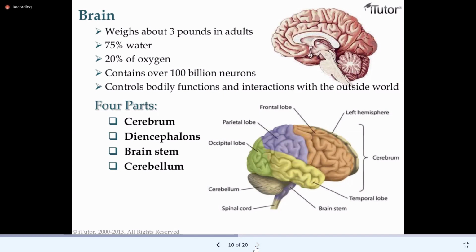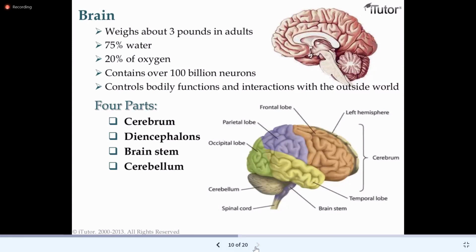The weight is about 3 pounds in a healthy adult. The brain weighs 3 pounds, and it contains 75% water and uses 20% of the oxygen. It has 100 billion neurons in a good, healthy brain, and it controls the bodily functions and the interactions with the outside world. This is the capacity of the brain.